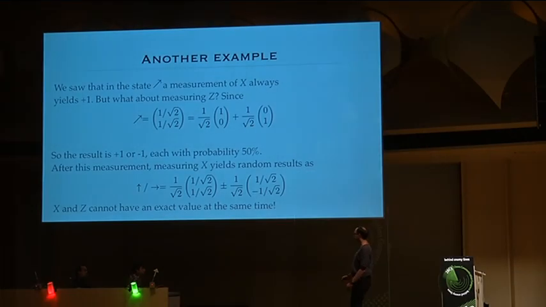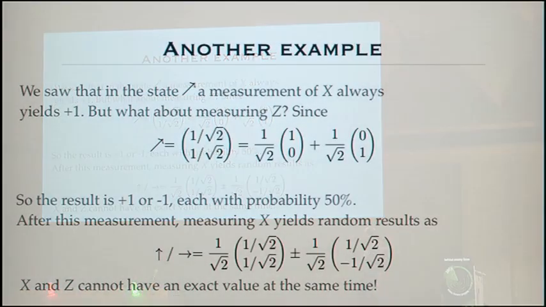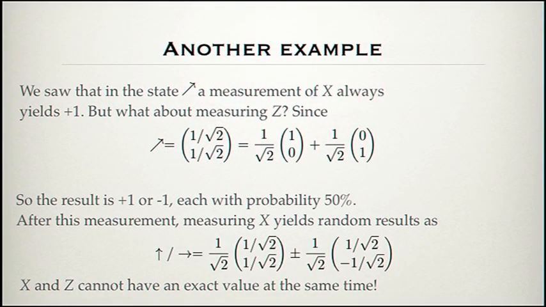And after this measurement, I'm either in the state up or in the state right. Okay, because again, I write them in this way in terms of the eigenvectors. And if, after doing this z measurement, I then measure x again, I'm either in the state this plus this or in the state this plus this. And then also, if I measure z, then the x measurement will be random again, right?